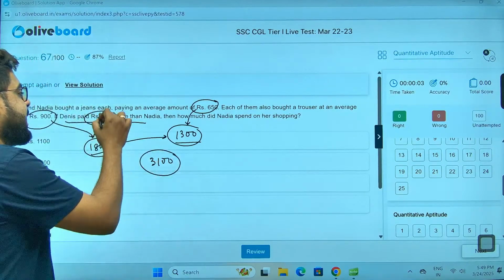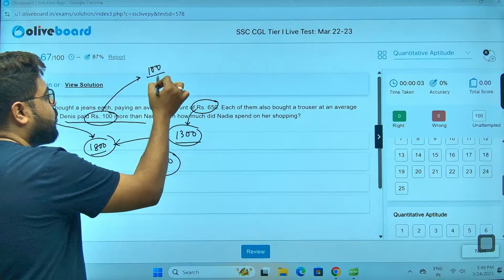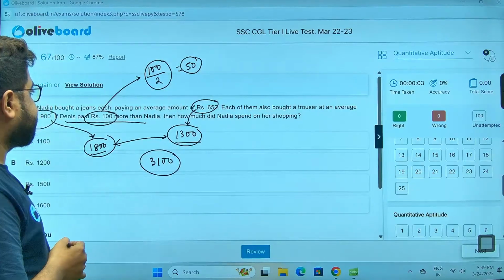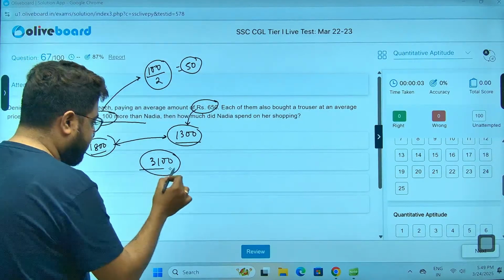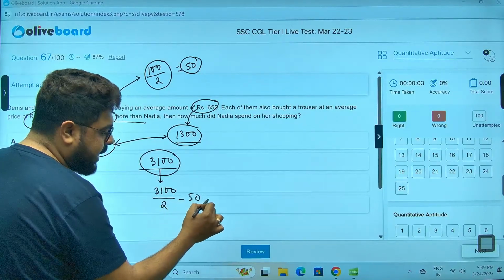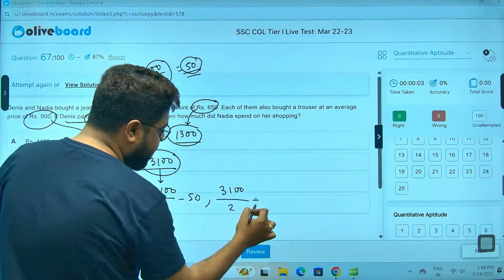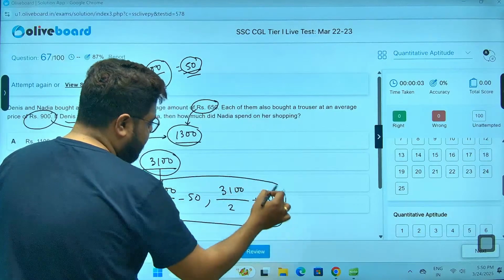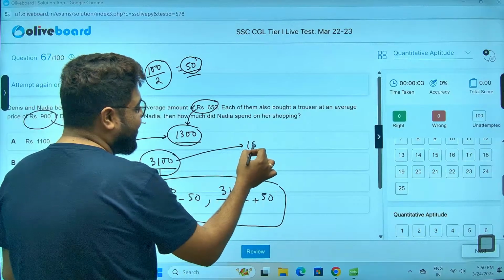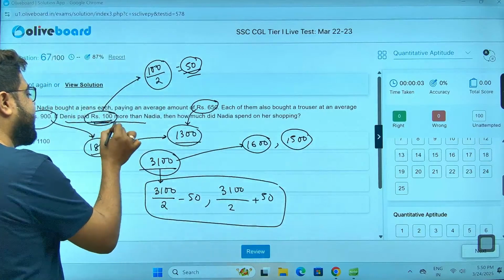So always remember, if one has paid this much more, take half of that, 50. You take the 3100 by 2. In one, you do minus 50, and the other one you do plus. That is the best way. Now actually, in this question, you do not need this. The half is 1500, so one will spend 1600, the other will spend 1500, because one has paid 100 more.